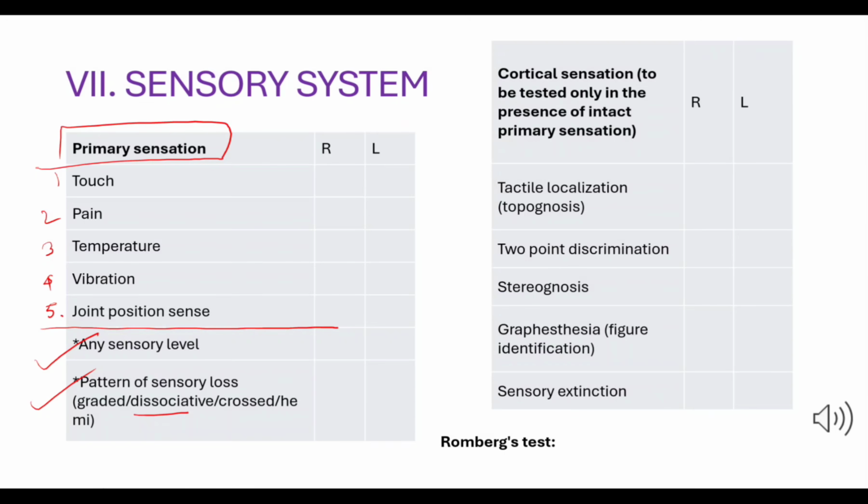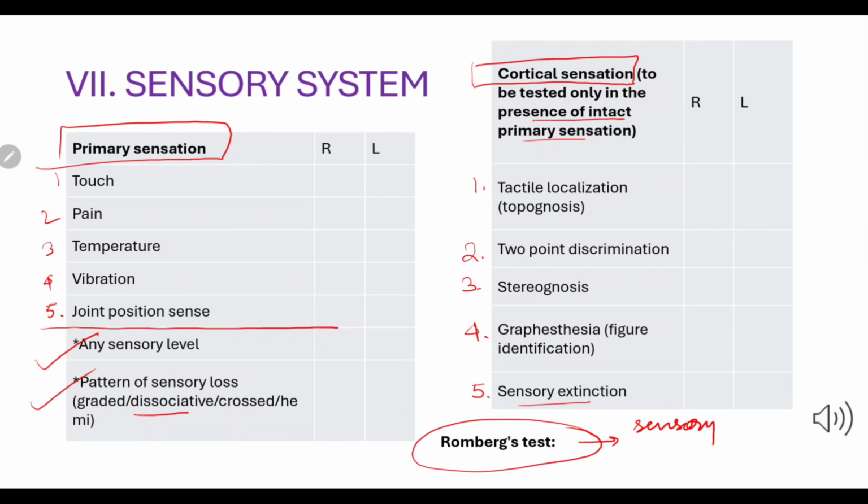If primary sensation is fully intact, you can move on to testing cortical sensation. This includes tactile localization, 2-point discrimination, stereognosis, graphesthesia, and checking for sensory extinction. We round out this pillar with Romberg's test. Remember this for your exams. Romberg's is a test of sensory proprioception, not a cerebellar test. We will break down why this distinction matters in our upcoming lectures.